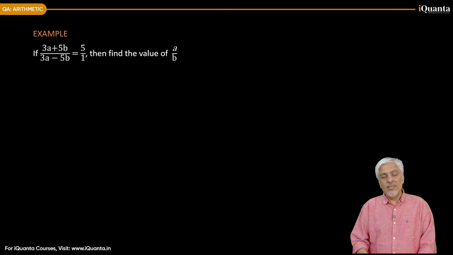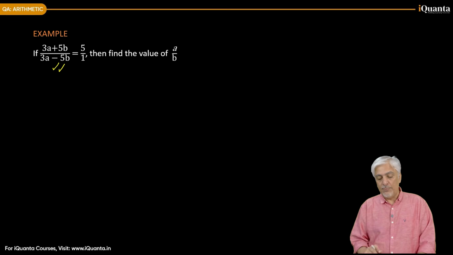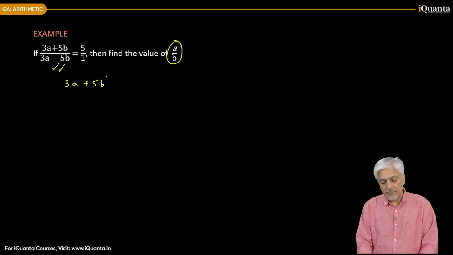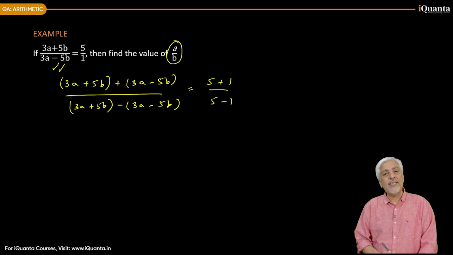Let's see the next sum. We've been given a particular ratio: (3a plus 5b) upon (3a minus 5b). Till this is same, numerator and denominator have same 3a, 3a, 5b, 5b. I can apply componendo dividendo. This time I want to find a upon b. So how do I go about finding this? Apply componendo dividendo. You will get numerator plus denominator upon numerator minus denominator, and this will become 5 plus 1 upon 5 minus 1 on the right hand side.